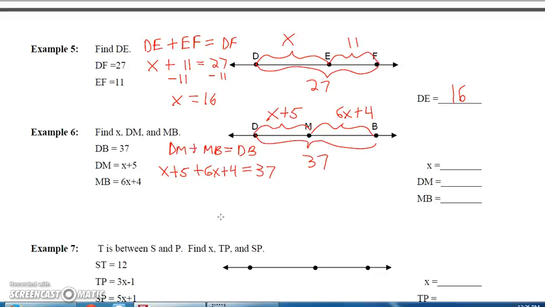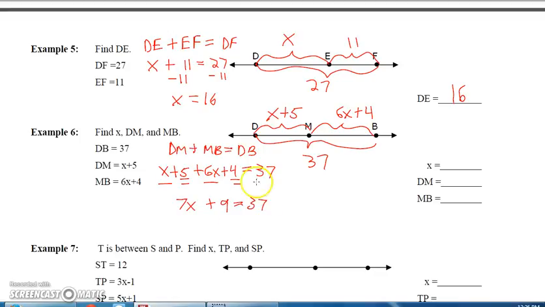Okay? When the x terms, the variable terms, are on the same side of the equation, you're doing what's called combining like terms. So you're not going to subtract x from both sides. You're going to do this. X is the same as if there's a 1 there. 1x plus 6x is 7x. And then you can combine these numerical terms too. 5 plus 4 is 9.